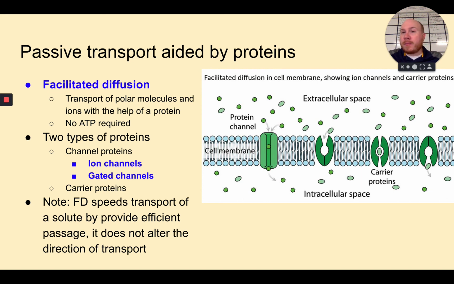And then there are carrier proteins. So there are two big kinds. Channel proteins are broken up into two groups. I'm sorry about that. You should note, facilitated diffusion speeds transport of solute by providing an efficient passage. It does not alter the direction of transport. It cannot cause things to go against the gradient. In order to do that, you need to have active transport.